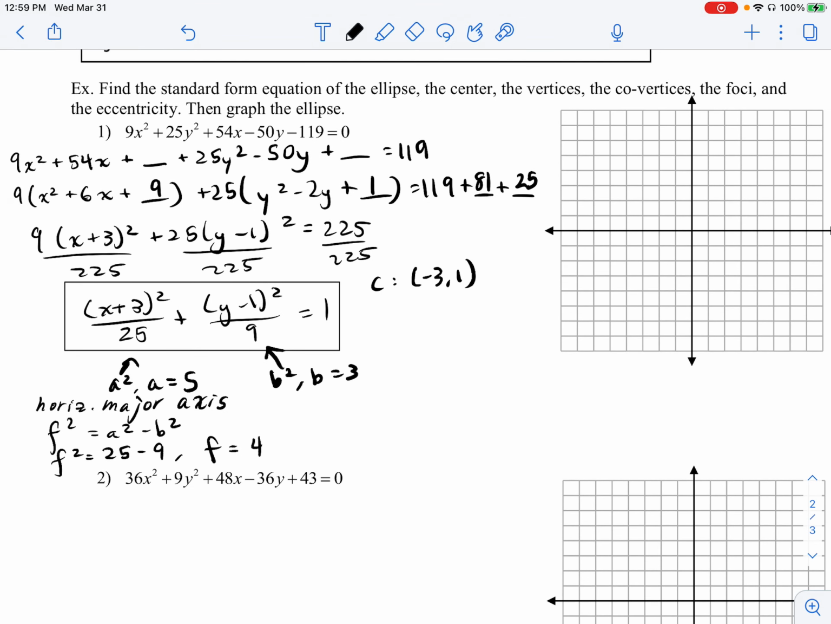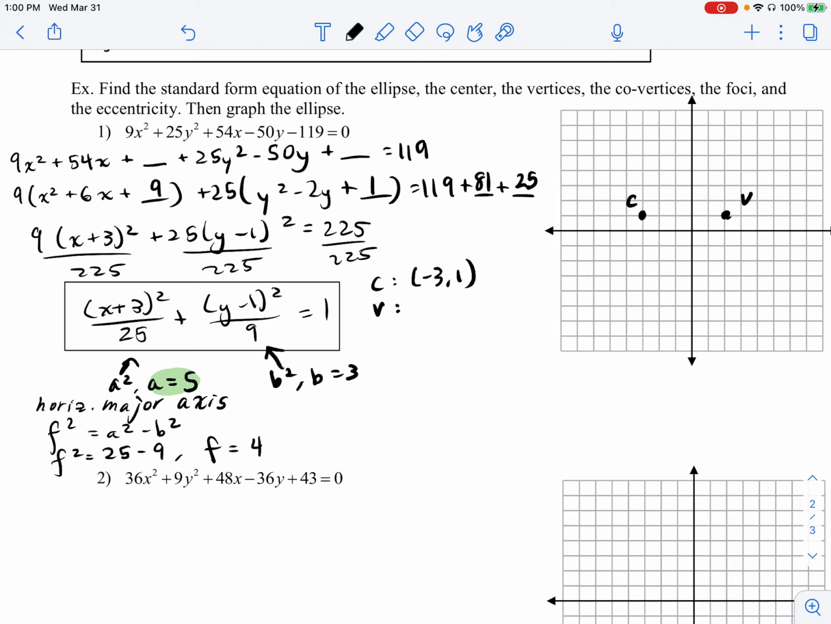So first off, if I know my center is at negative 3, positive 1, there's my center. Okay. I know that my major axis is horizontal, and my vertices are going to be located 5 units apart on each side of the center. So I can just count 5 this way and say, hey, here's my first vertex.